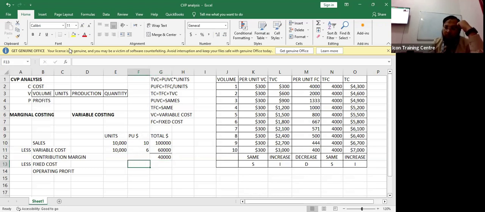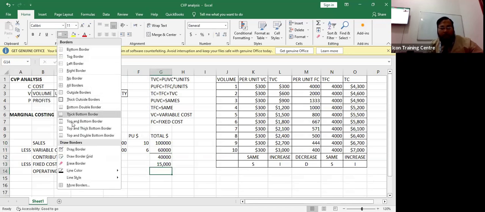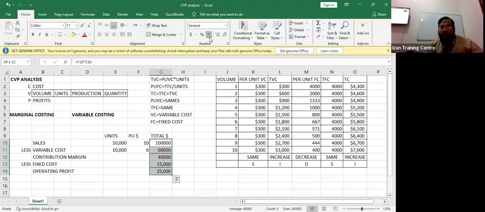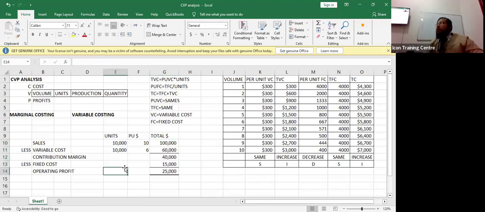And then you subtract your fixed cost. So assume the fixed cost is any value. Assume 15,000. So your operating profit will be 40,000 minus 15,000, which is 25,000. Any problem? No. Sales minus variable cost. This is called marginal costing. We call it marginal costing.